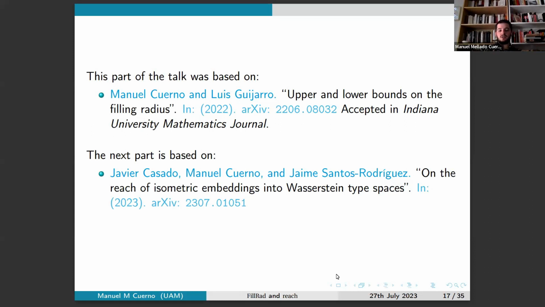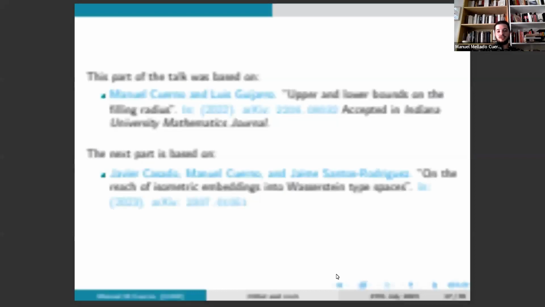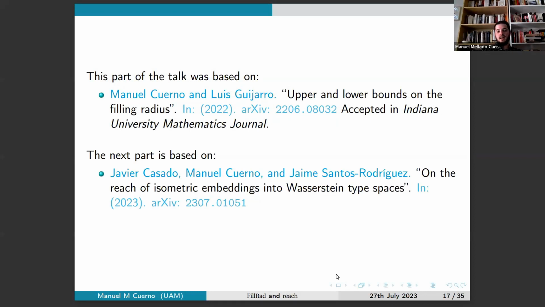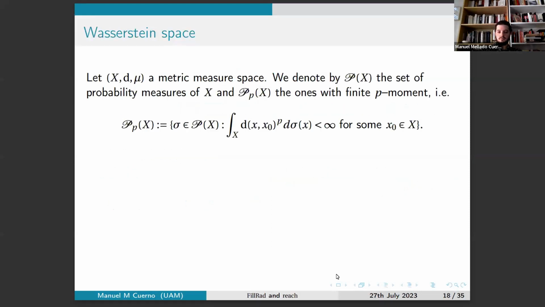Why is this one talk and not two talks? Because when we finished our first paper, Javier Casado, Jaime, and I began to think about the reach in other spaces where we have isometric copies of our manifolds or our metric spaces. And of course, one of the first examples we thought of was the Wasserstein spaces.